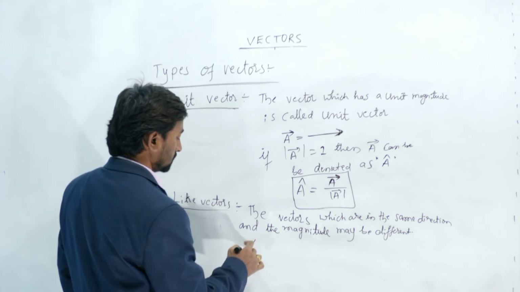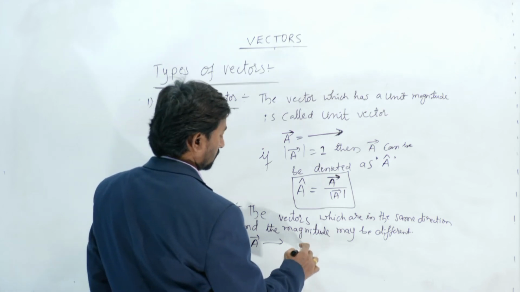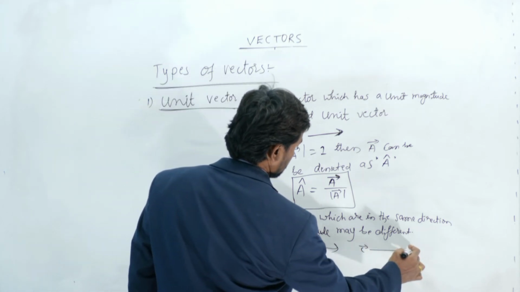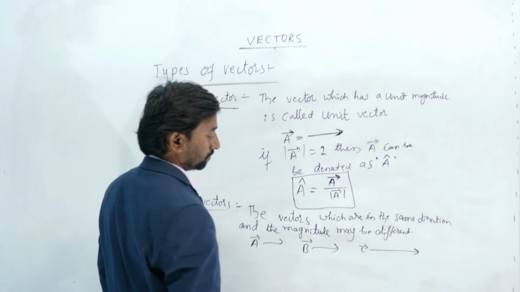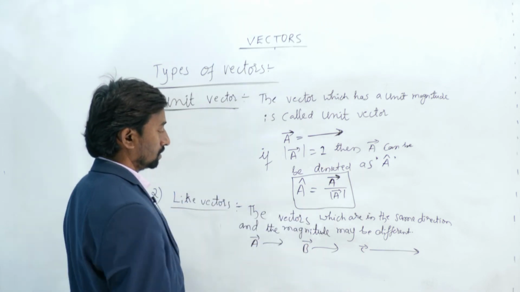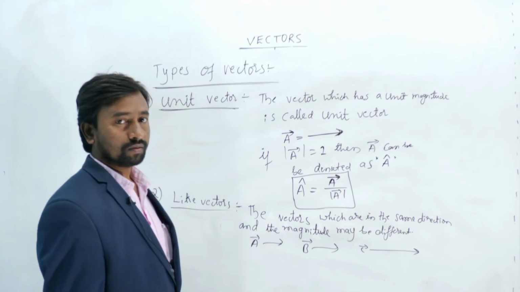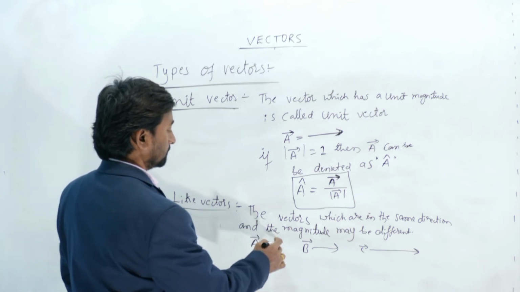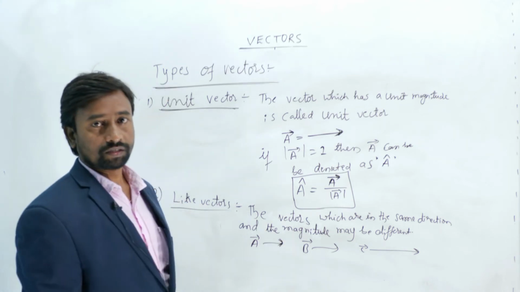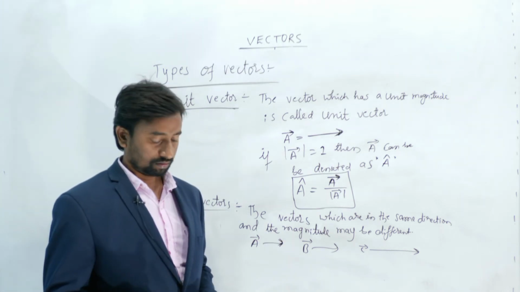Suppose let us consider A bar, this vector is in this direction, and B bar is in the same direction, and C bar is also in the same direction. This type of vectors are known as like vectors.